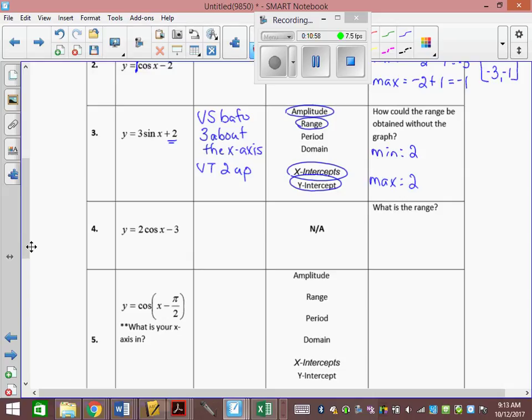But you're going to add your amplitude for your max because you can go from that d line up, d line down. So add my amplitude. What's my amplitude for the first one? 3. Actually, what's my amplitude for both of them? 3. So this can be -1, 2, 5. Make sense?